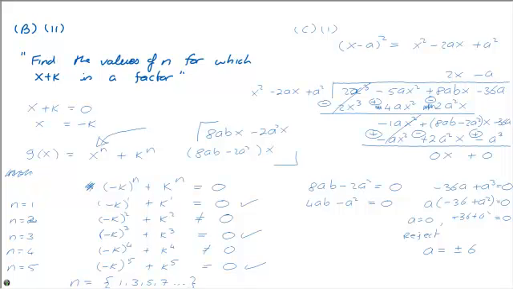Now that we know what a is, we can take those values and sub them back in here and solve out for b. When you do that, if a is equal to 6, the b value that you should get is 3. And when a is equal to minus 6, the b value is minus 3.